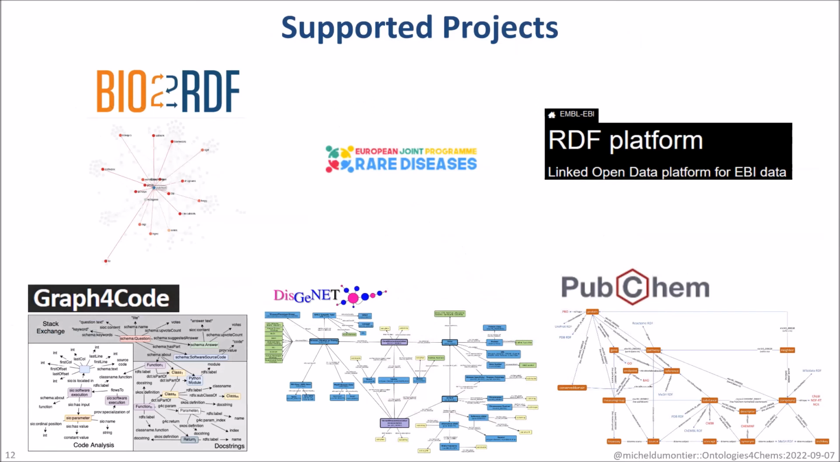ChIRO is used in a number of different projects, including Bio30F, which is a big life science data integration project that we run. It's used in the European Joint Disease, Rare Disease Program, and at the EBI and CBI. And other projects have also made use of various parts of ChIRO that is relevant for the tasks that they have.